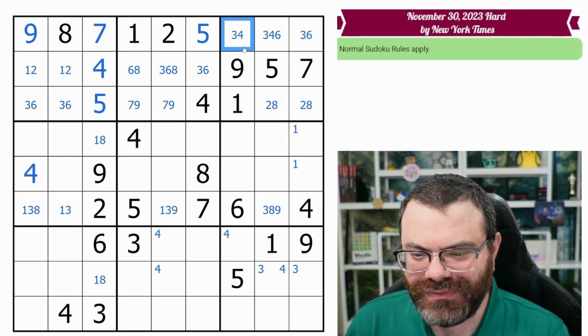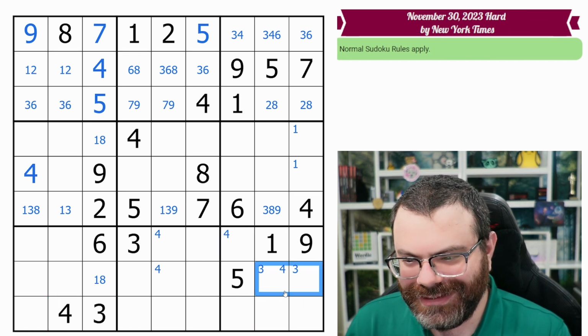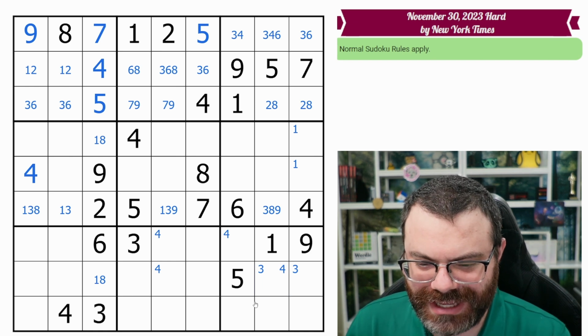Interestingly, whatever this 3-4 ends up being, it'll have a crossing. It'll end up here. We just don't know where. But we kind of already knew that.